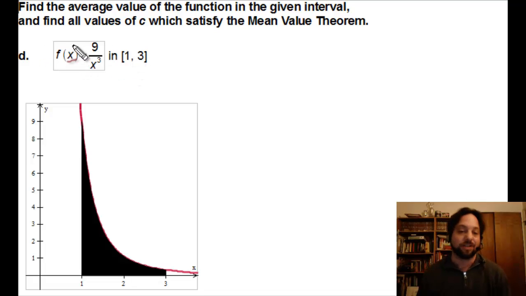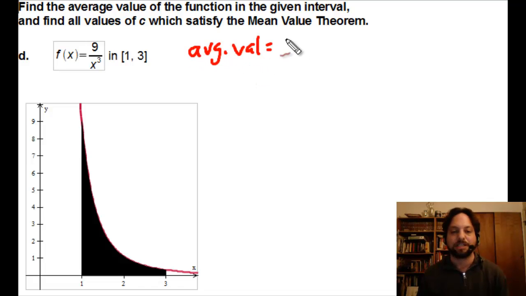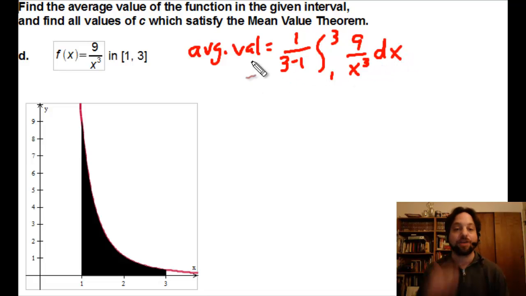But certainly we just need to find the average value of this problem to start. So, how are we going to do that? Well, let me go ahead and set this up. Average value is simply going to be 1 over b minus a, that's 1 over 3 minus 1, times the integral from 1 to 3 of our given function, 9 over x cubed dx. Now, you can see that I've shown you the graph of this function, and you see the shaded in area.